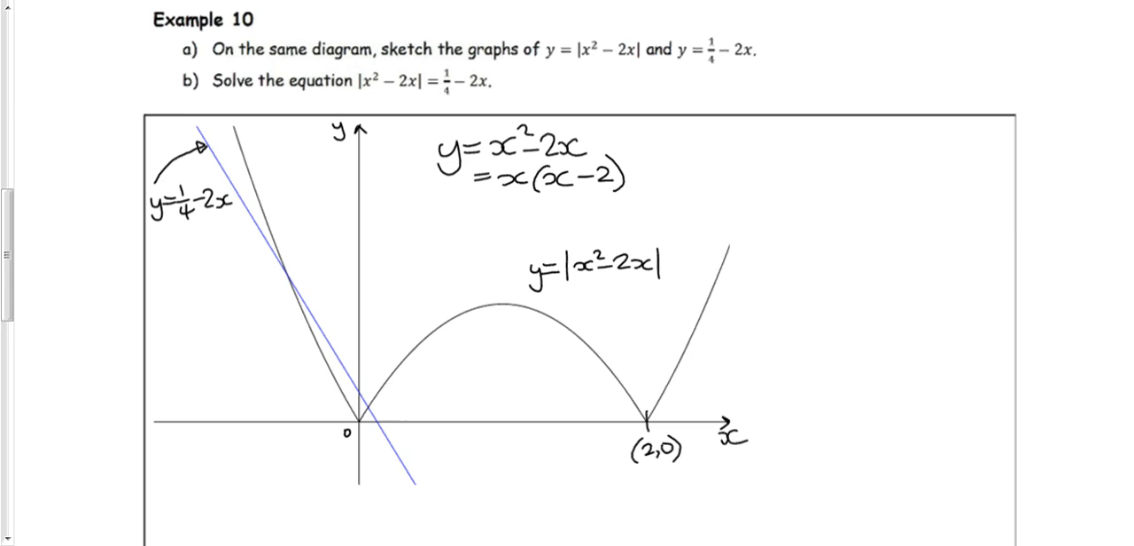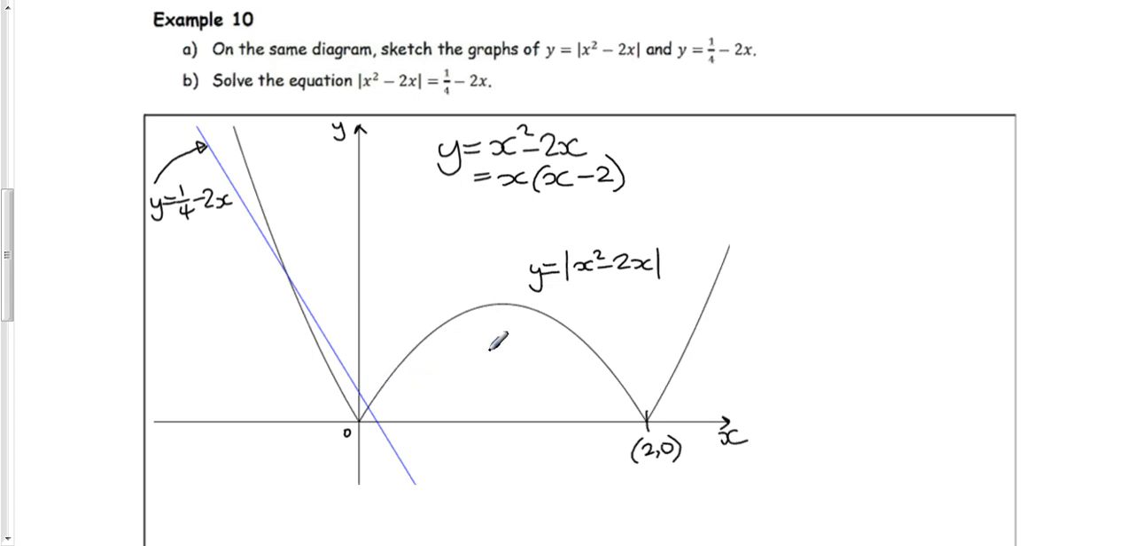The other graph is simply a straight line graph. y equals a quarter, take away 2x. It's got a negative gradient, a gradient of minus 2. It'll go through the y-axis at a quarter, and that was enough for me to know how to draw the graph.